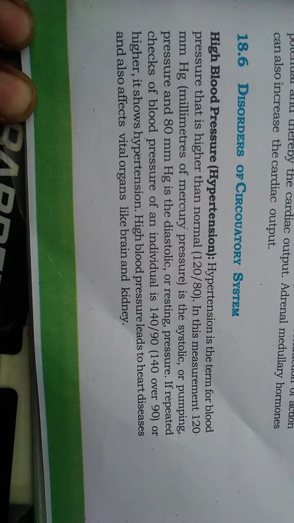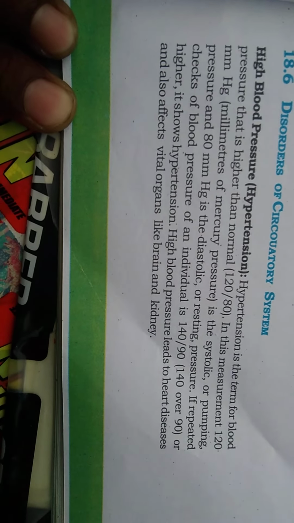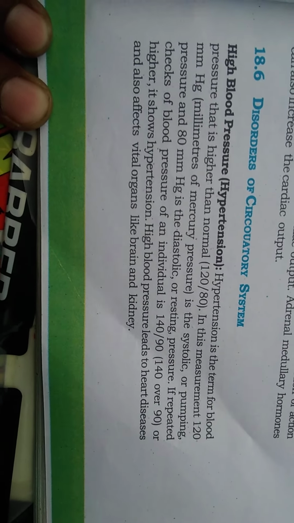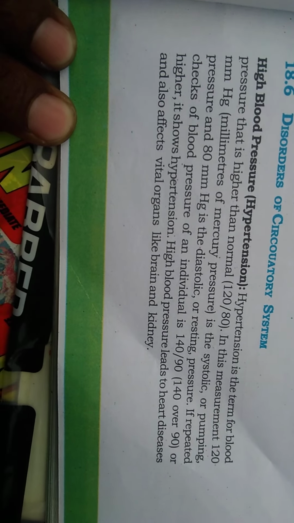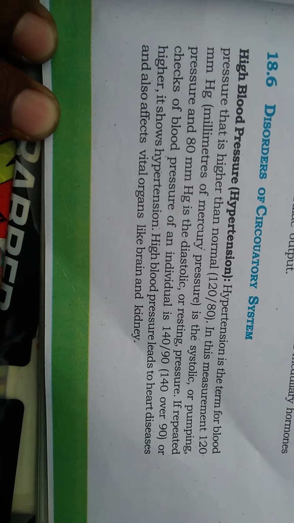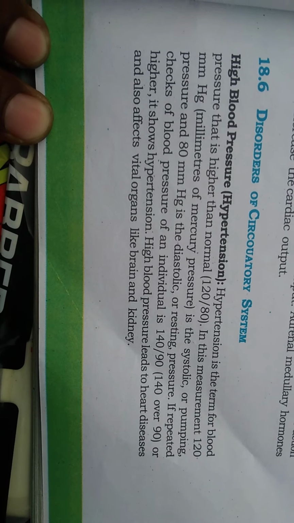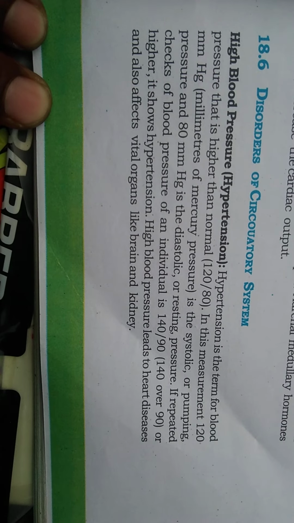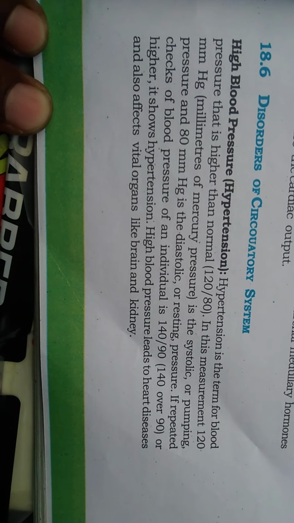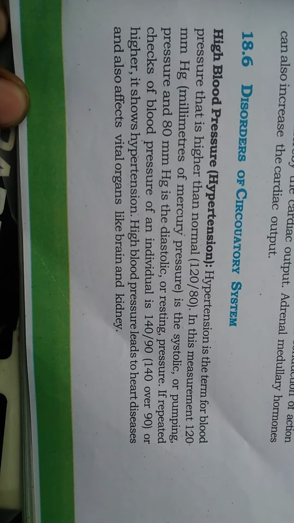High blood pressure or hypertension is the term for blood pressure that is higher than the normal 120/80. In this measurement, 120 mmHg, millimeters of mercury, is the systolic or pumping pressure, and 80 mmHg is the diastolic resting pressure.